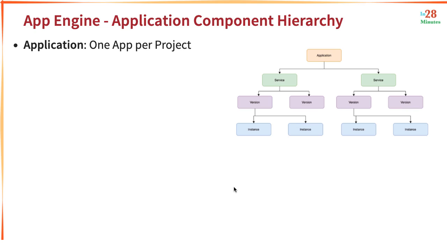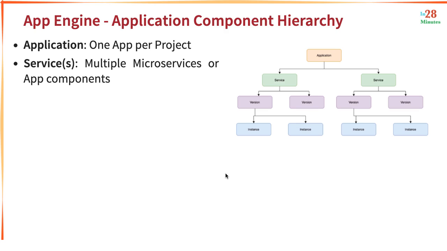Application is kind of the container for everything. You can create only one application per one project. And the application is the container for everything that you would create as part of your App Engine. For example, if I would want to deploy 3 microservices, then the first thing is I have one application in a specific project. And underneath it, I can create different services for each of the microservices.